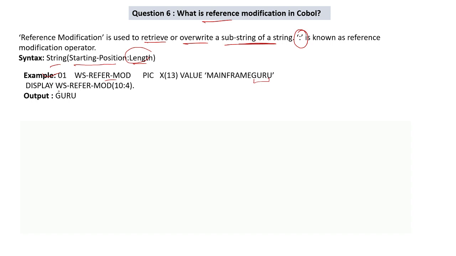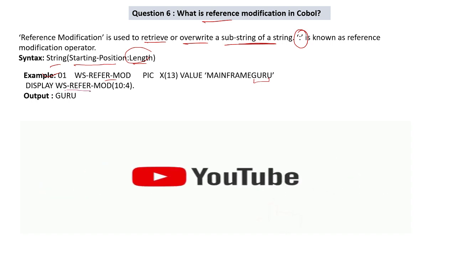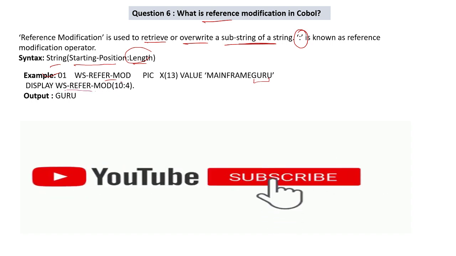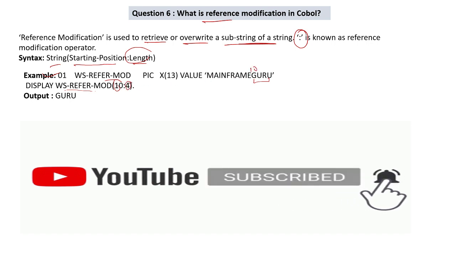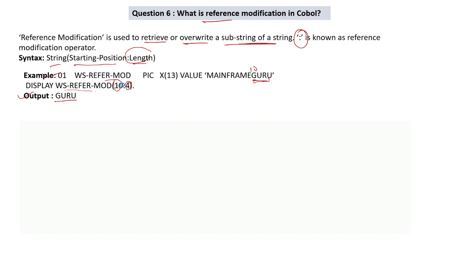For that I can use the reference modification WS-REFER-MOD. It will start from position 10, so I write 10, and it has 4 bytes, so I write 4. And then I can see this kind of output, guru, in the output logs.